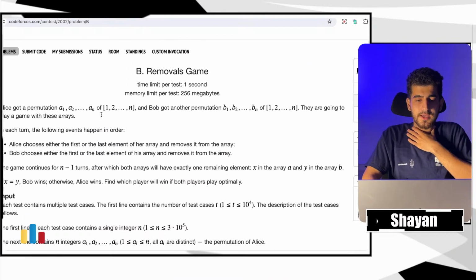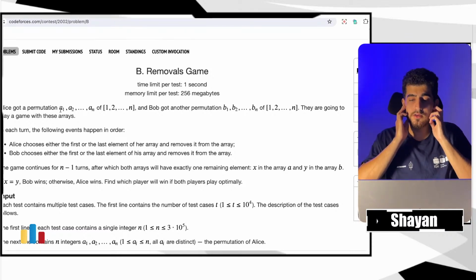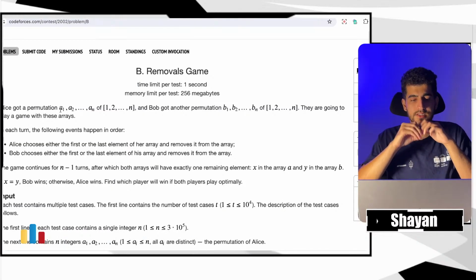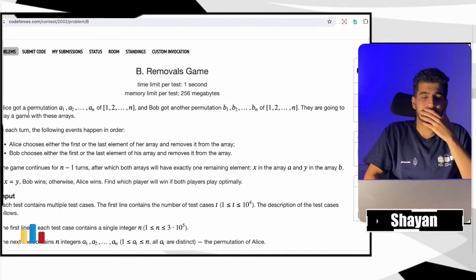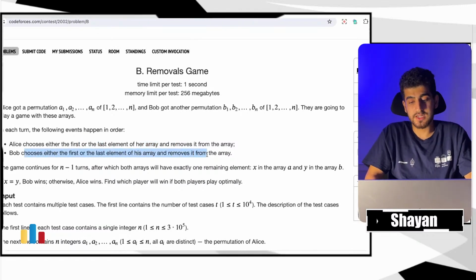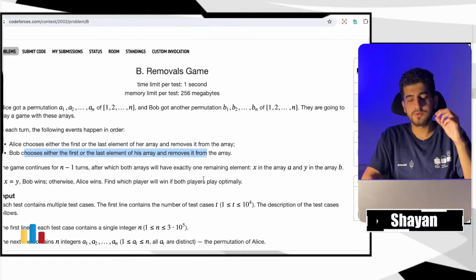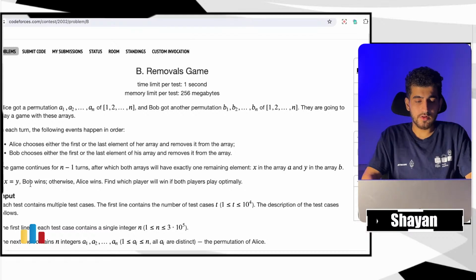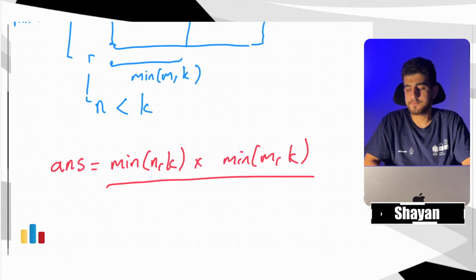Removals game. It says that Alice got a permutation A1, A2 to AN of 1 to N, and Bob got another permutation B1, B2 to BN of 1 to N. They are going to play a game with these arrays. In each turn, the following events happen in order. Alice chooses either the first or the last element of her array and removes it from the array, and Bob also does the same. The game continues for n-1 turns, after which both arrays will have exactly one remaining element, x in the array A and y in the array B. If x is equal to y, Bob wins, otherwise Alice wins. Find who will win if both players play optimally.